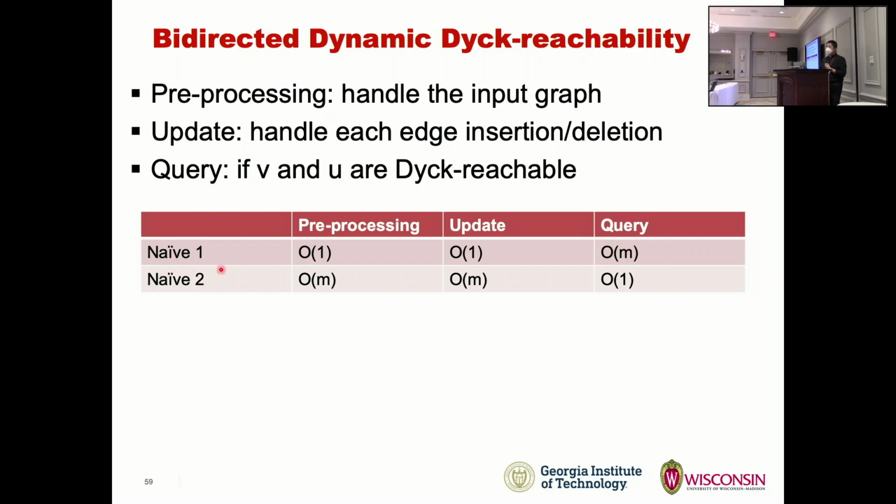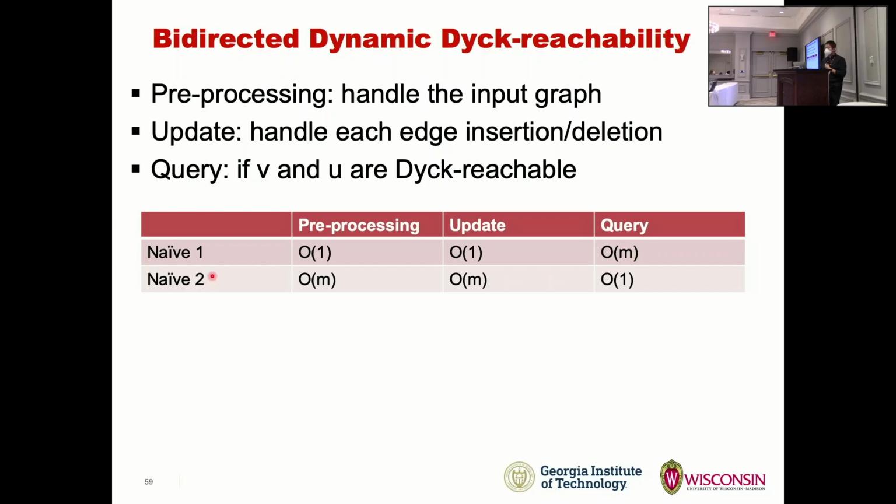The second naive way to do it is more eager. For the pre-processing, we do everything for the initial graph, and we do everything whenever we see an update. So the benefit is that whenever we want to answer a query, the query costs only constant time.